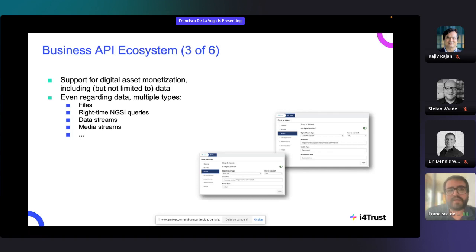Then, all that functionality that is particular to the specific digital asset that you want to monetize is included in the Business API Ecosystem by providing extensions. The Business API Ecosystem defines a format, it is Python code. It is defined as a set of handlers that are triggered during the life cycle of an offer, when a product is created, when an offer is created, when a service is acquired, etc. During the life cycle, some triggers are triggered.